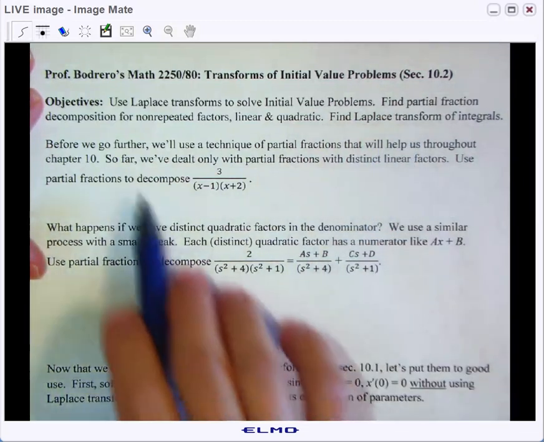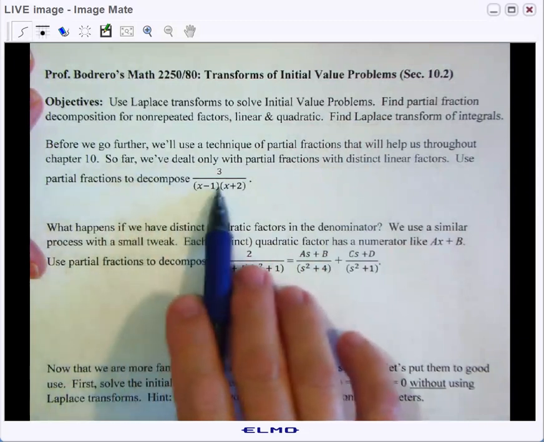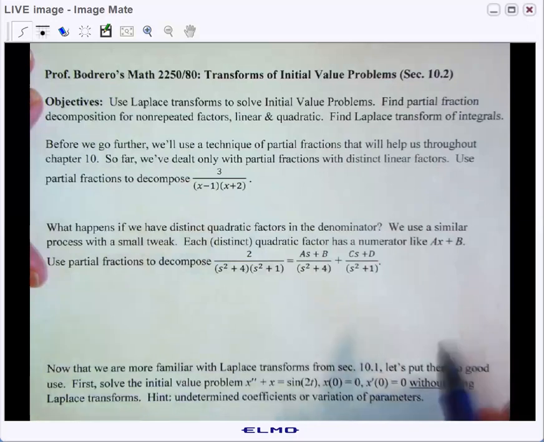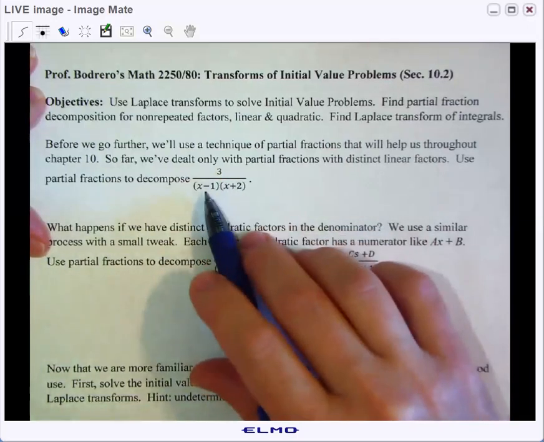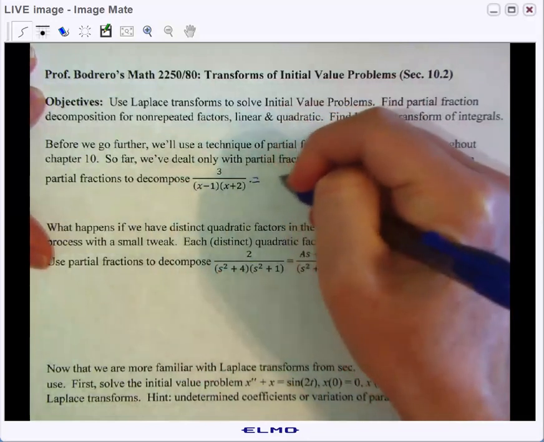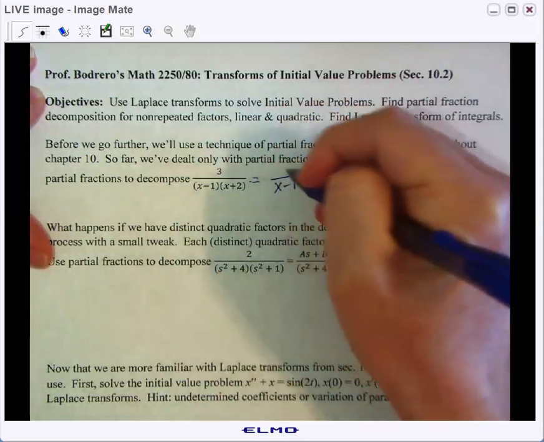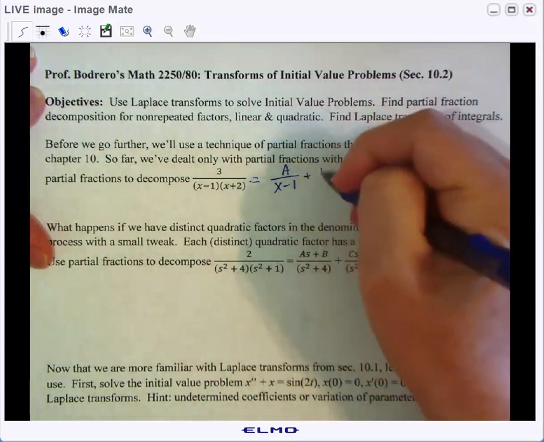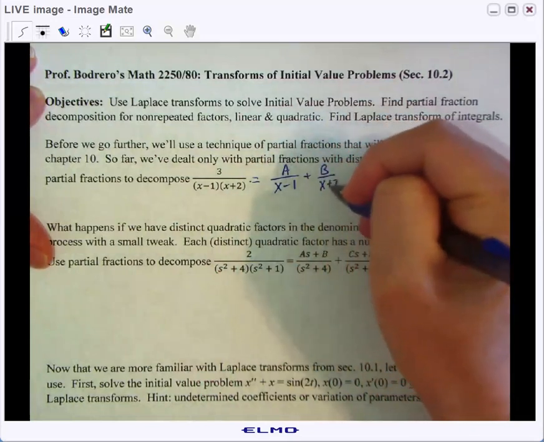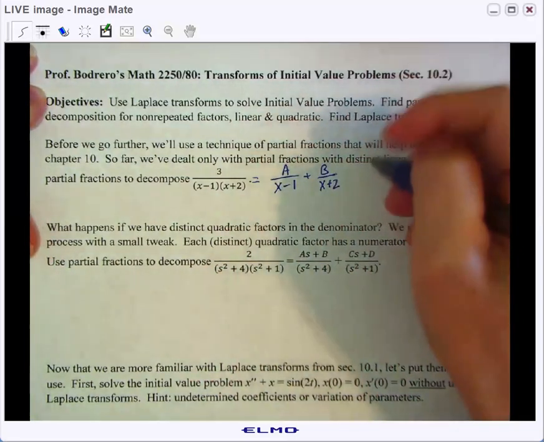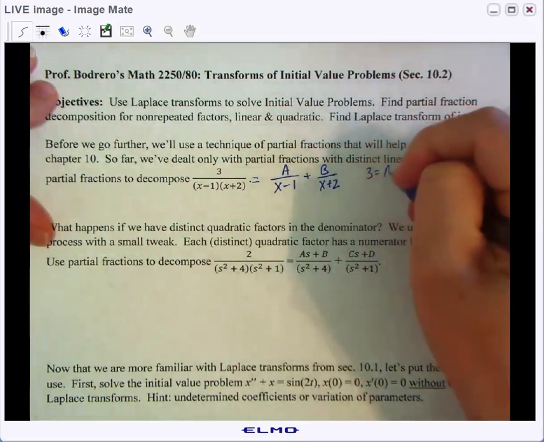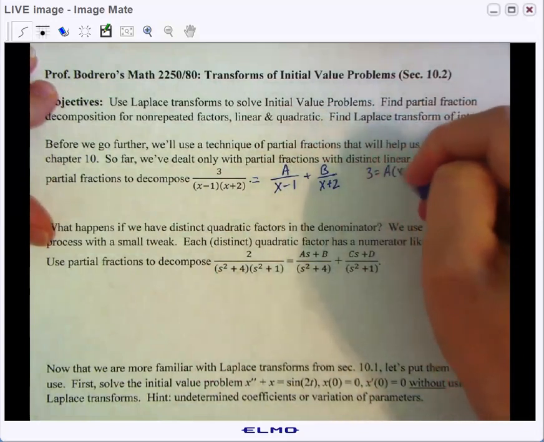So let's quickly remember how to do partial fractions if we have distinct linear factors. If we have 3 over x minus 1 times x plus 2, we break this down into its two component pieces. It's like unadding the fractions, okay? And then we can get a common denominator. And then if that's true, then the numerators have to be the same.